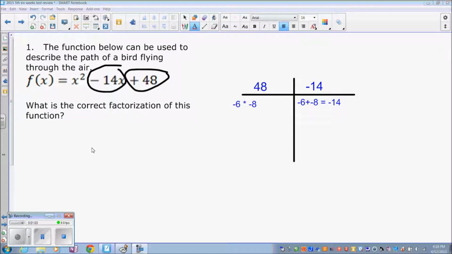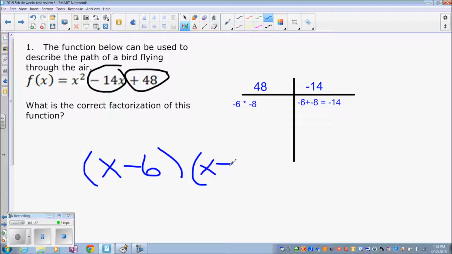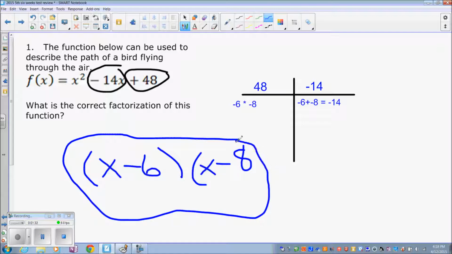So the way we're going to write our factors is x minus 6 times x minus 8. And these are your factors for that trinomial.